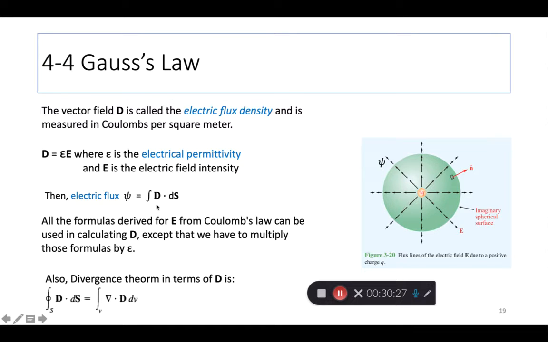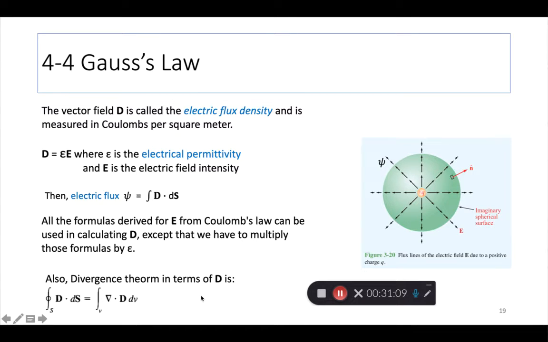is the integral of D, which is the electric flux density, times a suitably found differential surface area, okay, dS. So this formula is important. Flux equals integral D dot dS. All the formulas derived for E, right? We did a lot of E's previously when we looked at Coulomb's law. They can all be written in terms of D because the difference between D and E is only a constant, epsilon. So that's what this says, that you can work with flux either in E or in D.